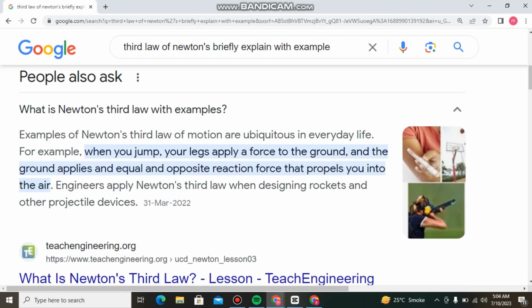So, engineers apply Newton's third law when designing rockets and other projectile devices.